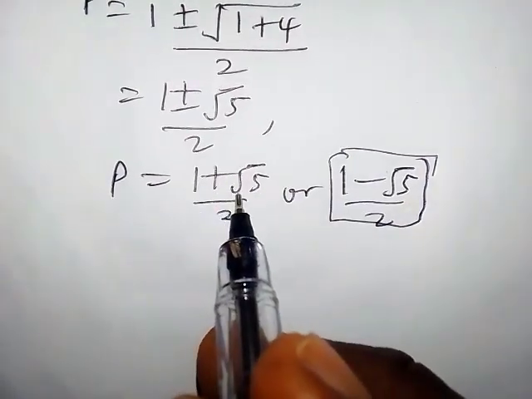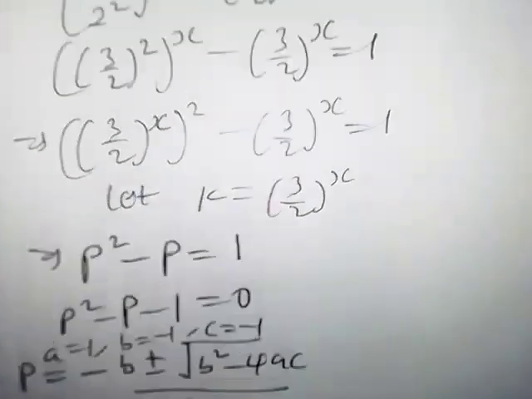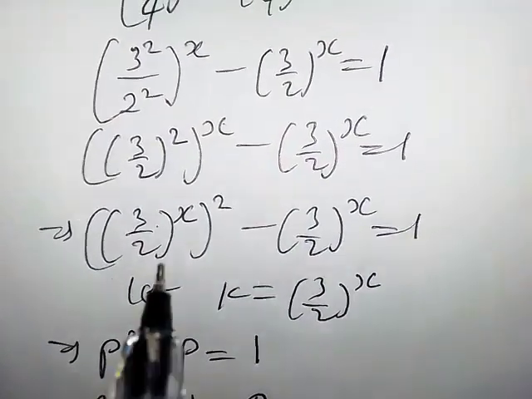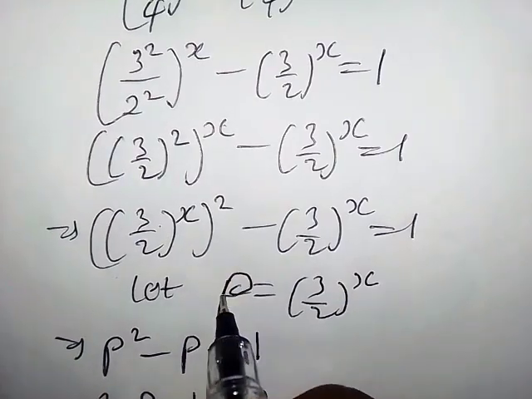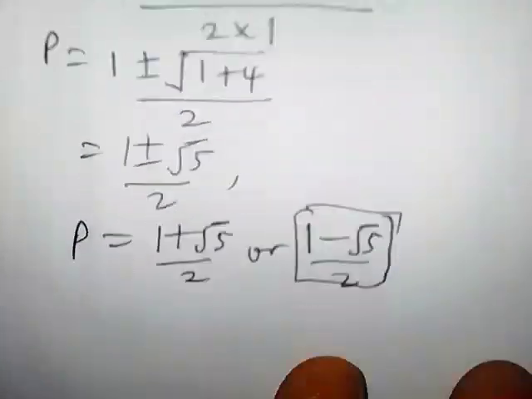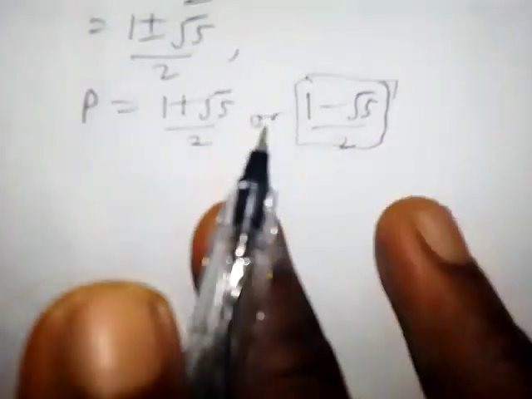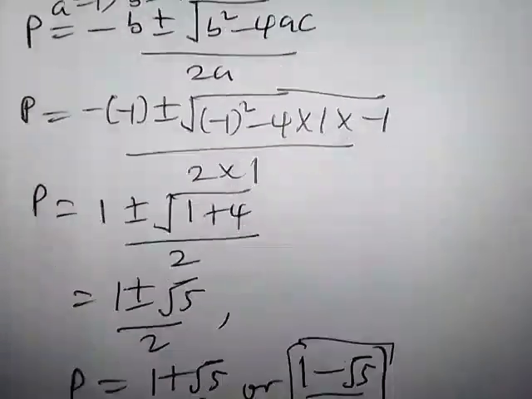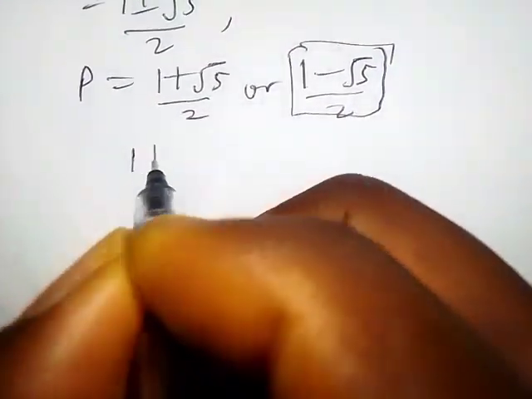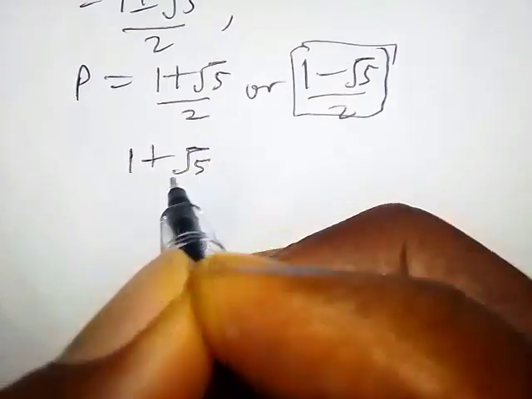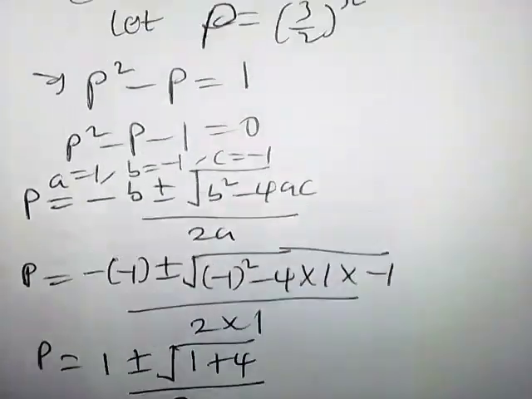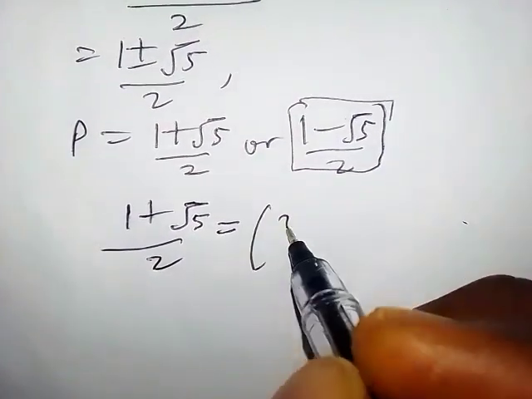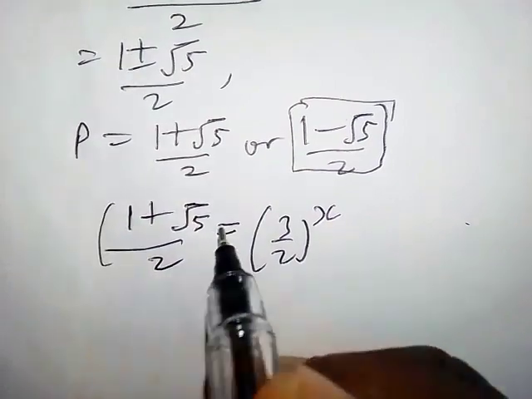So when p equals 1 plus root 5 over 2, we just plug it in. Oh, sorry, I should have changed this to p since we are dealing with p throughout here. So when p equals 1 plus root 5 over 2, we just plug it into this assumption. So we're going to have 1 plus root 5 over 2 equals what? Equals 3 over 2 raised to x. So let's put this in brackets.